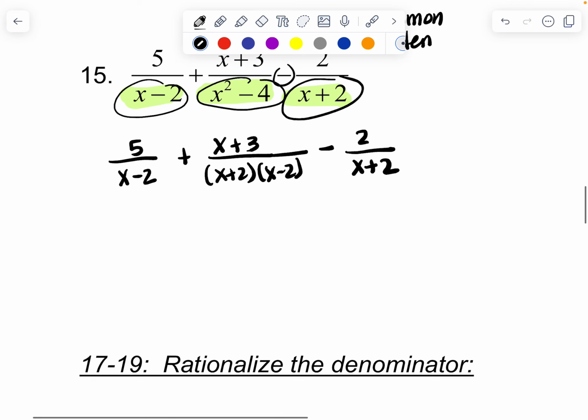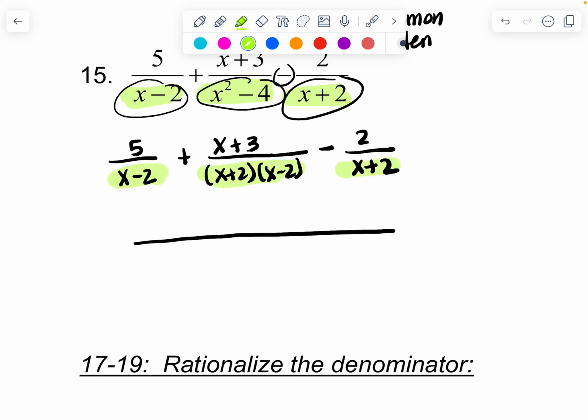Now, step 2 is to try to find that common denominator. Now, how do we find that? You guys, look at all the denominators. Look at this one, and look at this one, and look at this one. Does anything repeat? I see stuff that repeats. Check it out. X minus 2 and x minus 2. Whatever repeats, you write it down just one time.